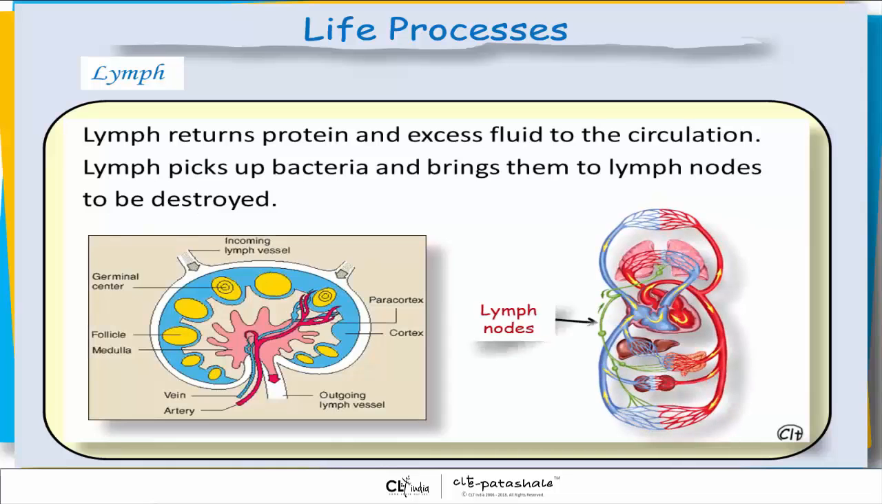Lymph returns protein and excess fluid to the circulation. Lymph picks up bacteria and brings them to lymph nodes to be destroyed.